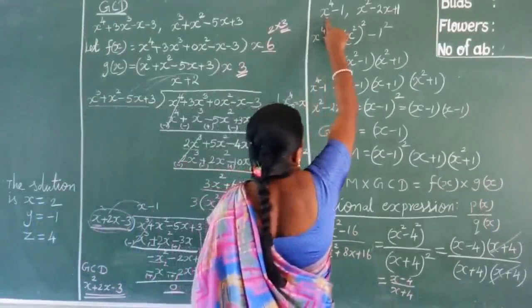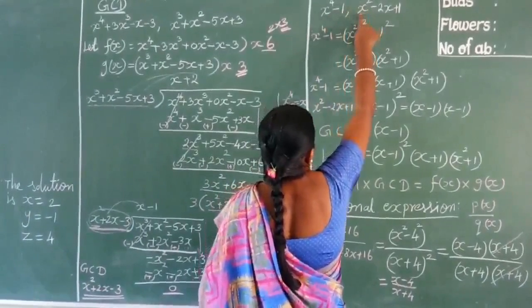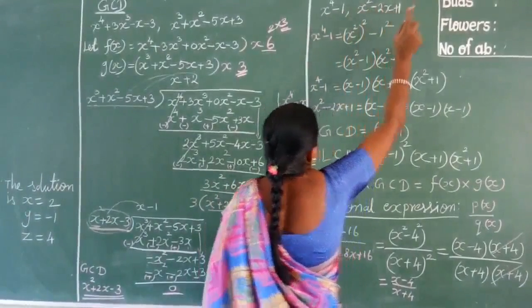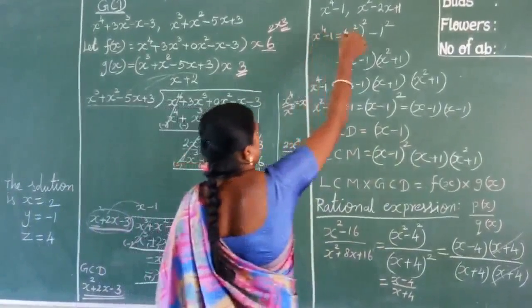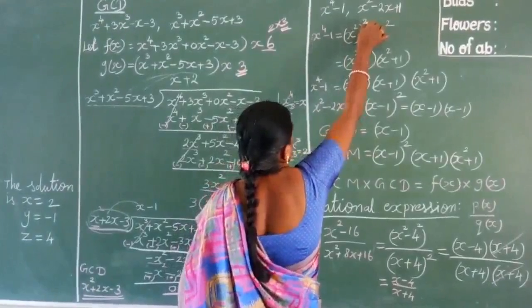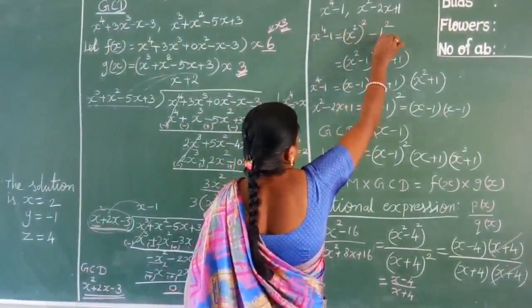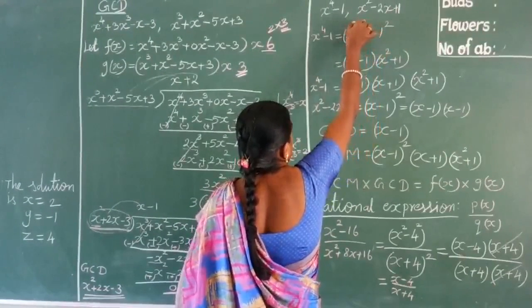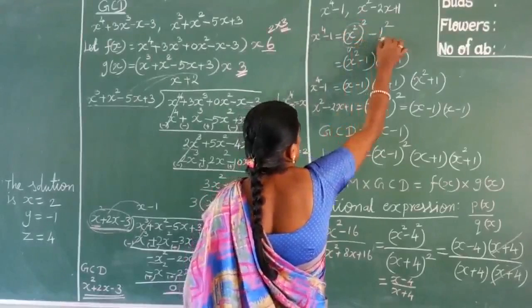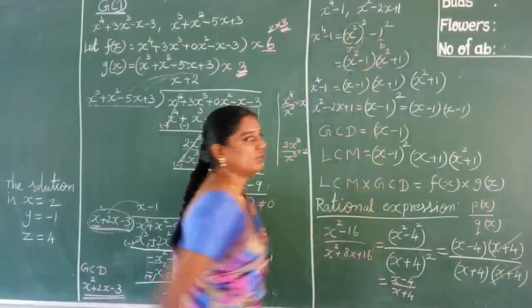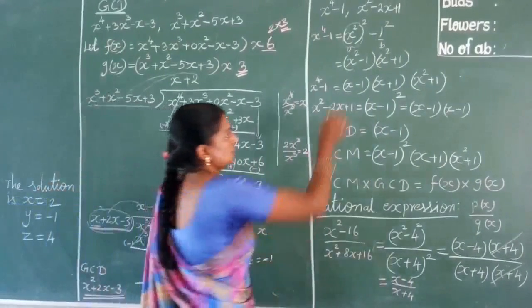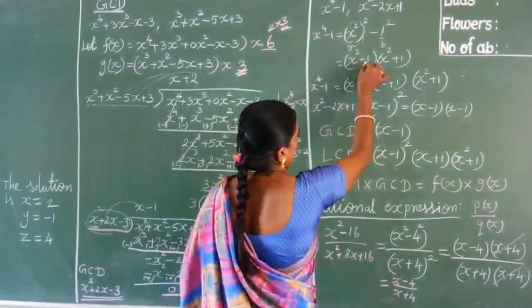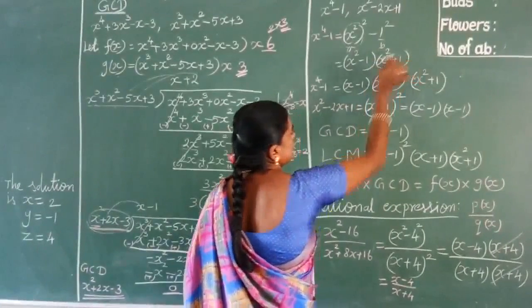So here one polynomial is x power 4 minus 1, another one is x square minus 2x plus 1. By the ordinary method, you simplify. x power 4 can be written as x square whole square minus 1 square. So x square whole square will be like a term, this will be b. So a square minus b square. What is the a square minus b square formula? a minus b into a plus b. So it can be written as x square minus 1 into x square plus 1.